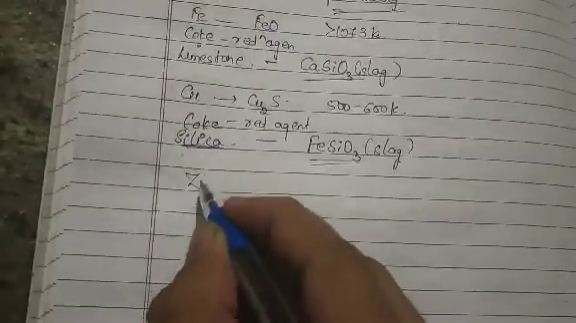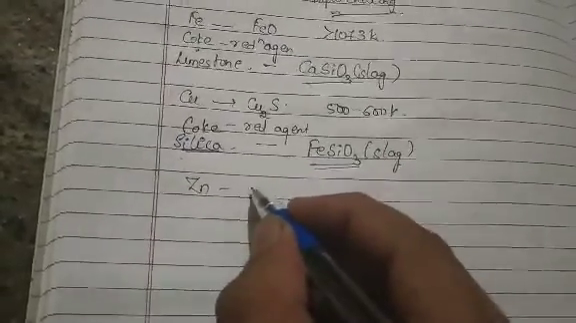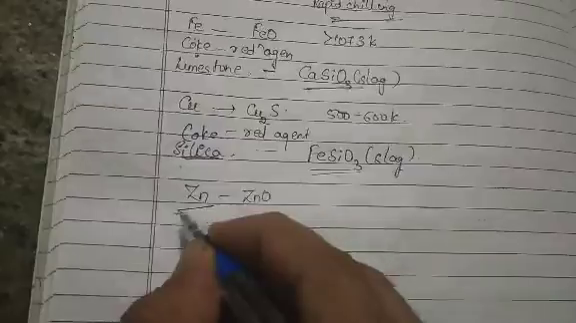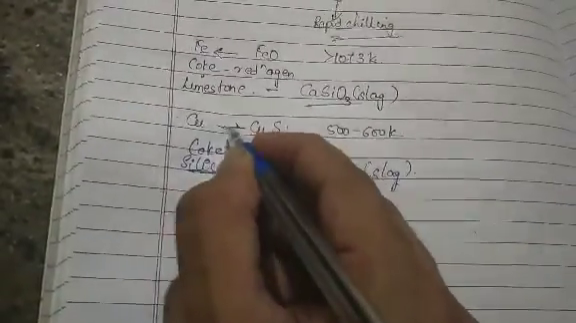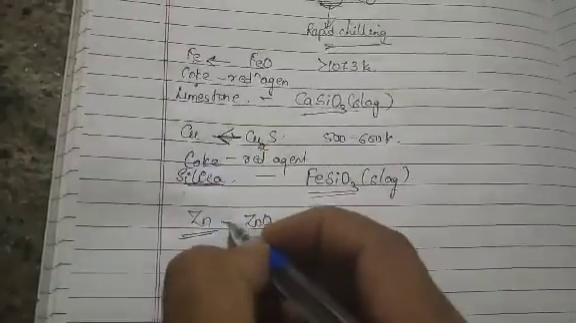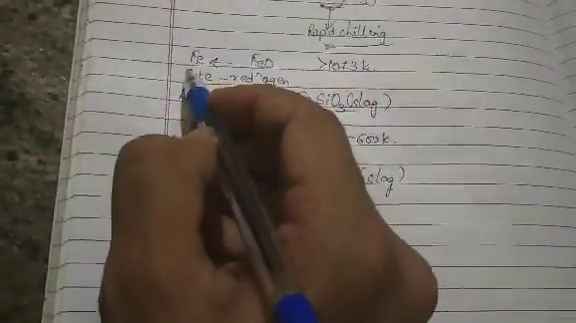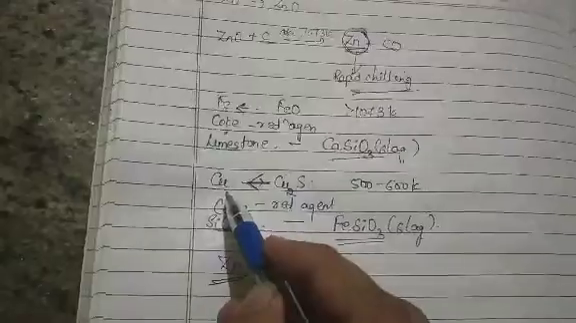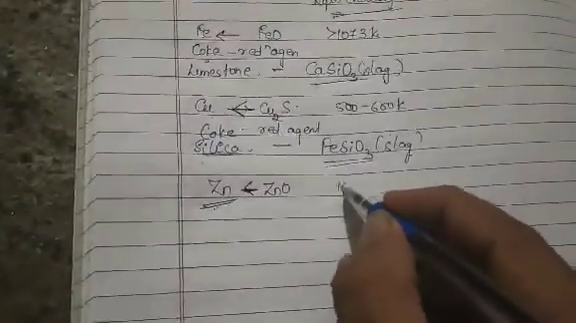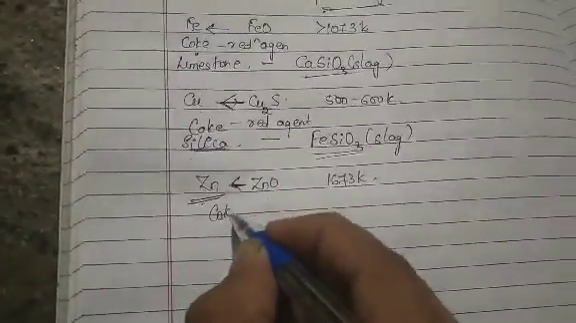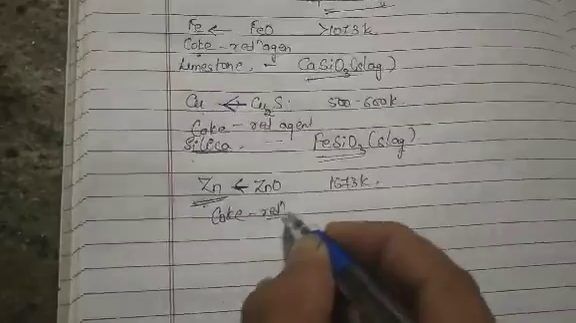Coming to zinc, of course, here from zinc oxide we have extracted the zinc. You have to write it with an arrow mark. That is, from iron oxide we have obtained iron, from copper sulfide we have obtained copper, and from zinc oxide we have obtained zinc. Here we are maintaining a temperature of nearly 1673 Kelvin, and here also we are using coke as a reducing agent.